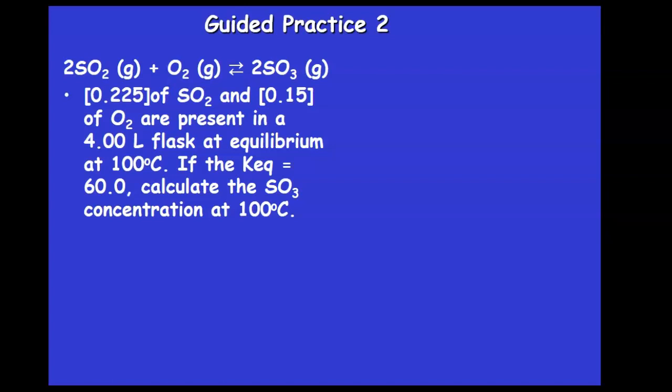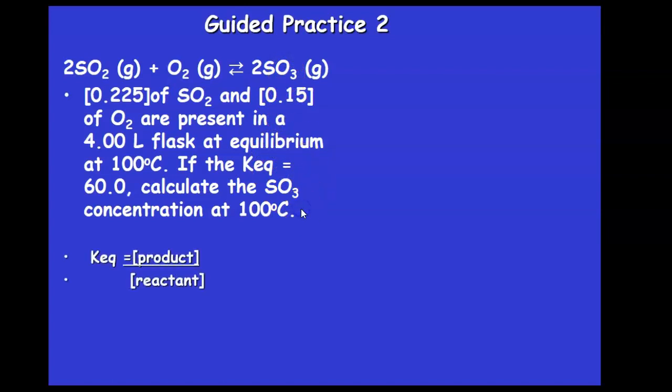This is a tricky one. In this case, we have 2 SO2 plus O2 to give you 2 SO3. The value of SO2 is 0.225. Oxygen is 0.15. And this is present in a 4 liter flask at equilibrium at 100 degrees. These are just the conditions. You don't have to bother yourself with these two numbers. But the Keq is given. So you're looking for SO3.